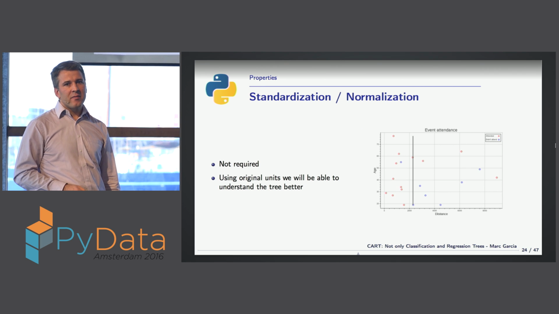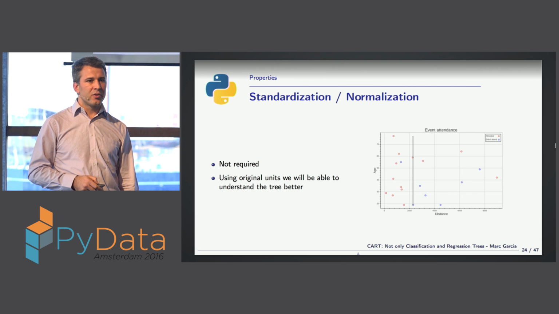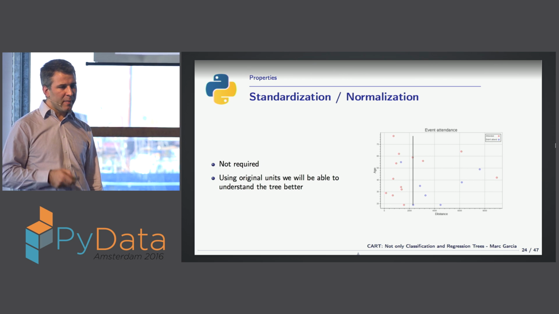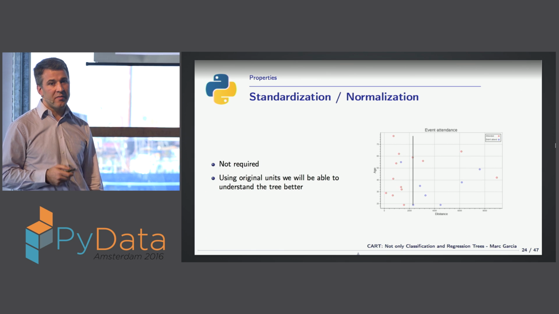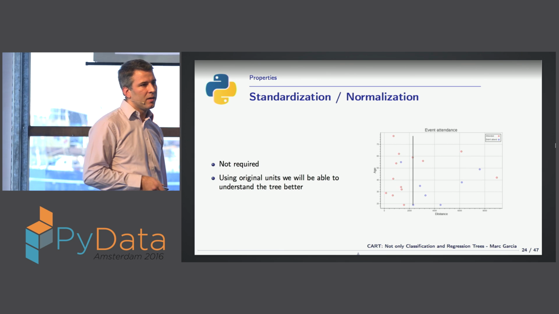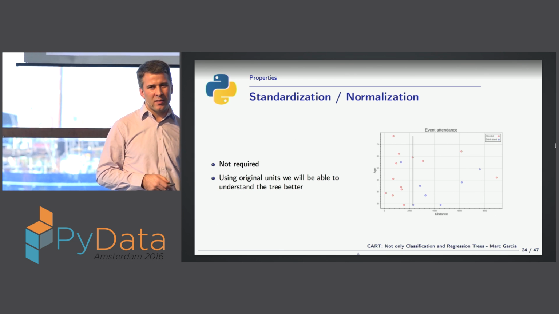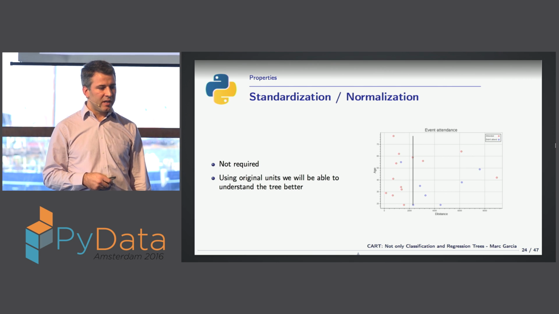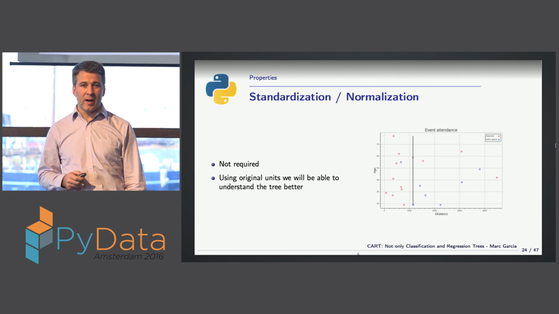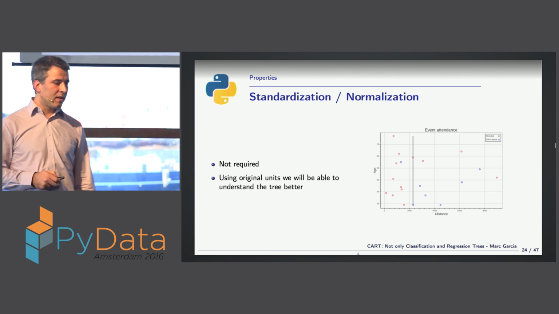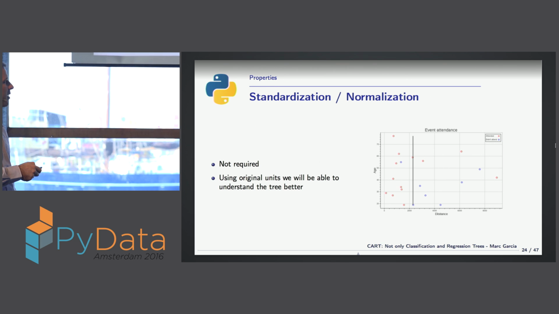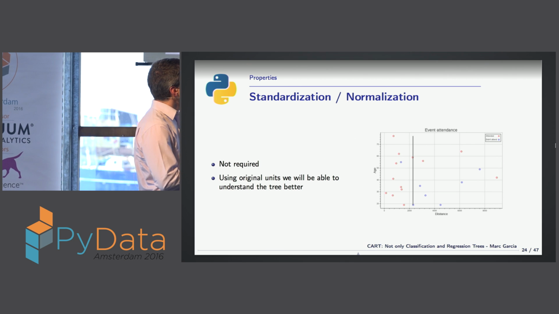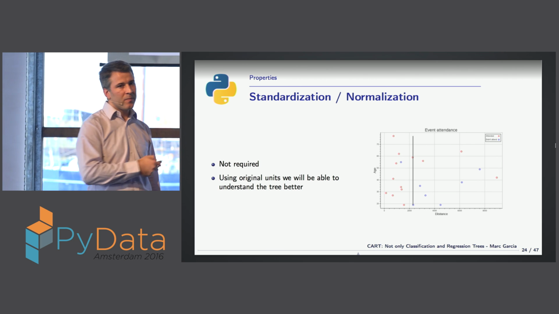So regarding standardization or normalization, just making sure that all our variables have mean 0 and standard deviation 1, it's something required by many models. There are many models that don't behave the way we expect and are really biased towards the variables with more variance. Decision trees are not affected. As you can see, it doesn't matter if we're measuring the distance in meters, kilometers, miles, or whatever we want. The split would be exactly the same.